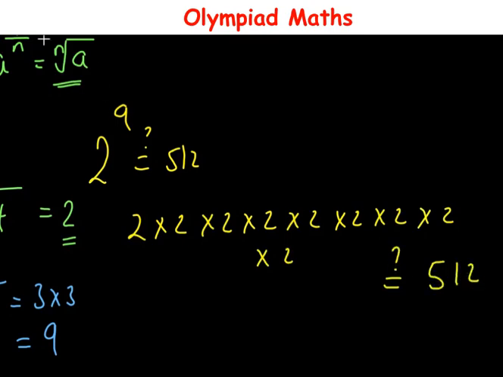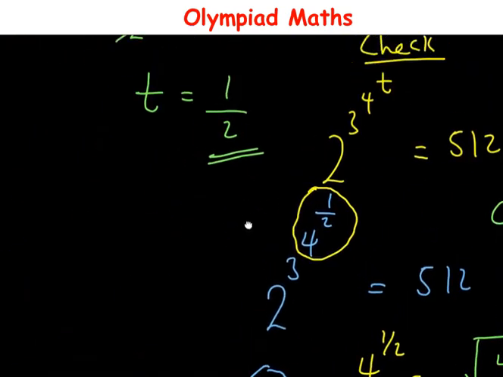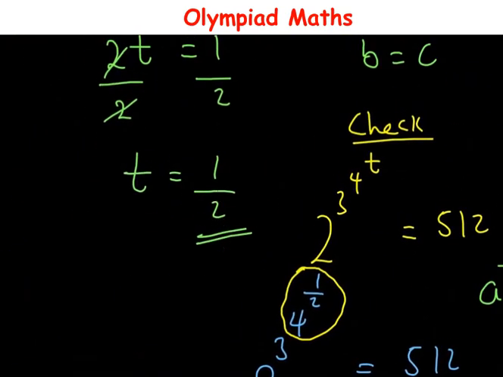Now if we multiply this, 2 times 2 up to 9, what we get as the value of 2 raised to power 9 will equal 512, and this is equal to what? 512. So this means that since they are the same, the value of t that we got as 1 over 2 is the correct solution for the value of t.